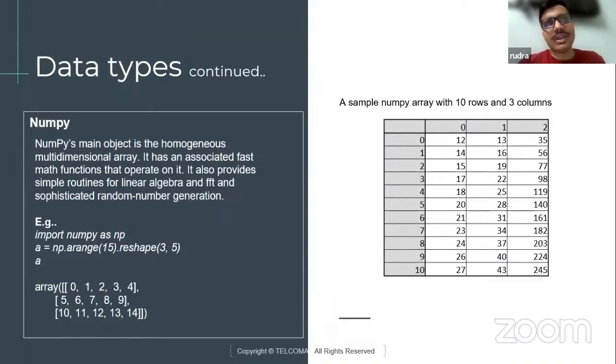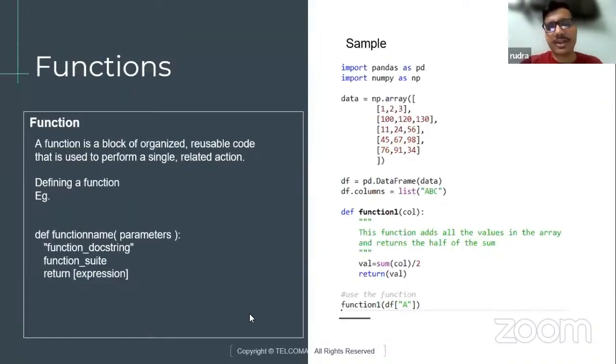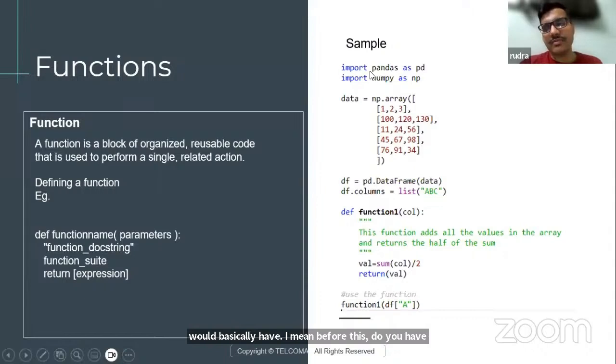So this is a little more theoretical right now. So we'll just go through the practical code once. So this function would basically have, I mean, before this, do you have any doubts about what is an array and what is a pandas data frame? Do you have any doubt about that? If you have any doubt, you can just raise your hand and ask me right now.